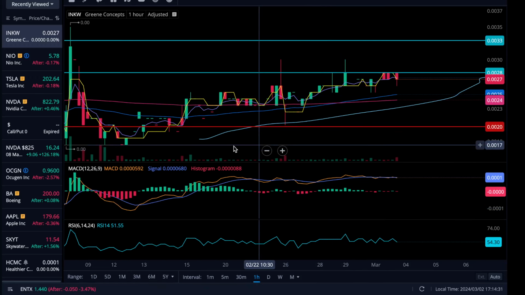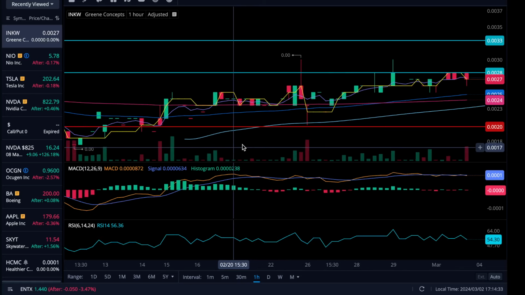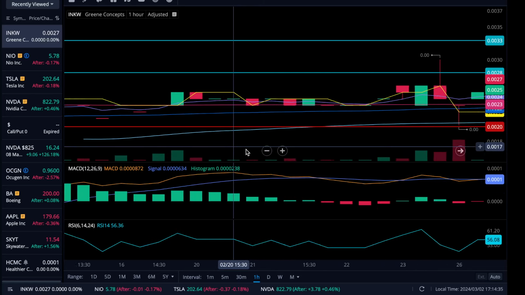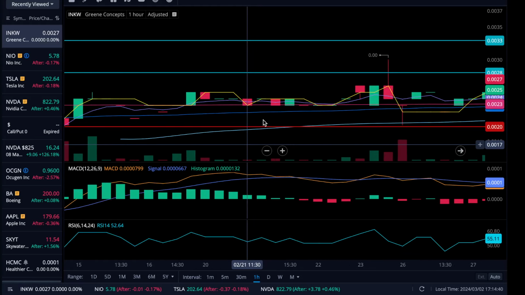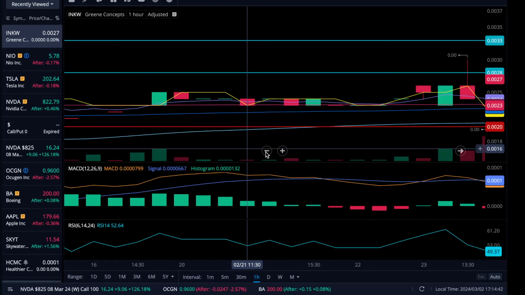right? What does a crossover look like? I'm going to show you guys what a crossover looks like. So on the crossover, it's the 200-day EMA. Let me fix my chart quickly so I can really show you guys.